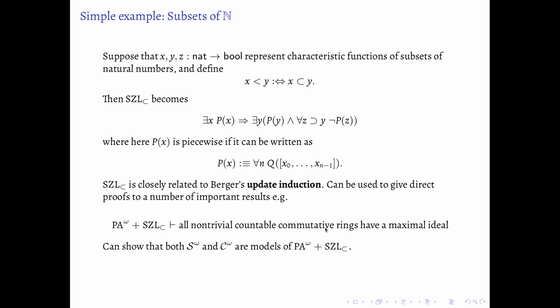In addition, one can show that both the set theoretic type structure and the continuous type structure are models of Peano arithmetic extended with this principle. And this is where the chain completeness comes in. It's in the background, and we verify that yes, this subset relation is chain complete. It forms a chain complete partial order in these models. Good.